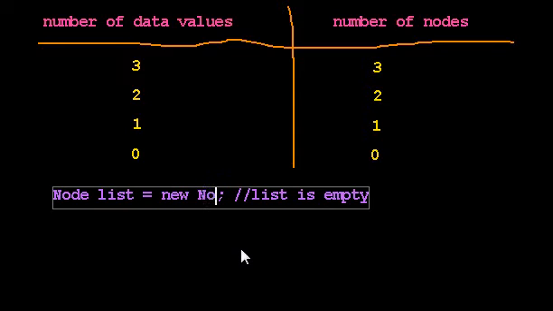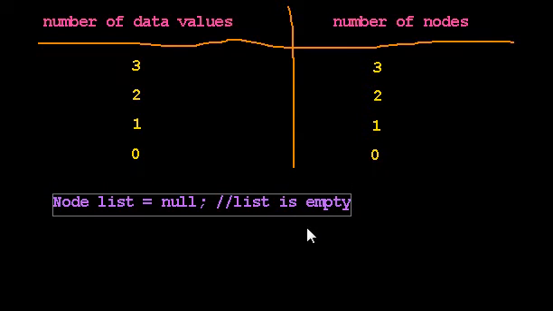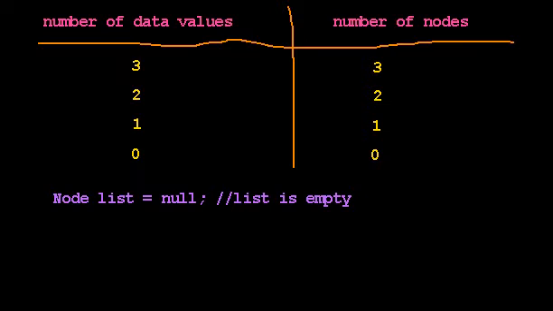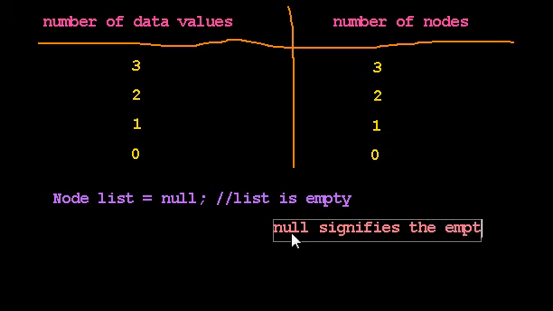What am I going to store in that variable? Well, I can't do this because that would lead me down the path of making a new node, and apparently if I have no data values, if my list is empty, I shouldn't have any nodes. What's the only other value that I can store in the list variable, in a variable of type node, that isn't itself a node? That's right, null. So, null is the empty list. Null signifies the empty list.